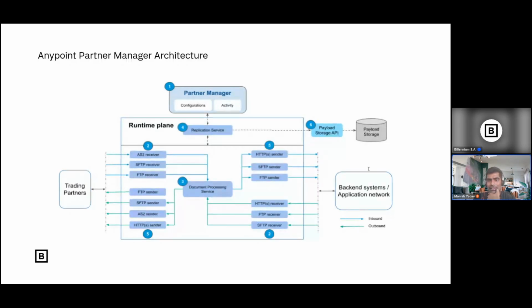APM needs a license, yes. The document processing service is by default a platform API. Do we need to build it? No. The document processing service and replication service are created by MuleSoft automatically when you deploy the flow or the Partner Manager. The inbound flow, outbound flow, and ACK, depending on the configuration, are also automatically created. It's a low-code platform. No need to write any code.